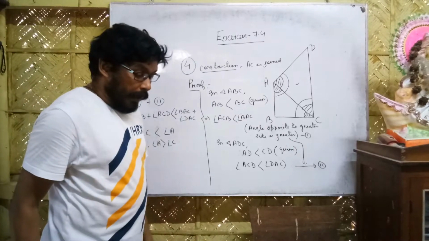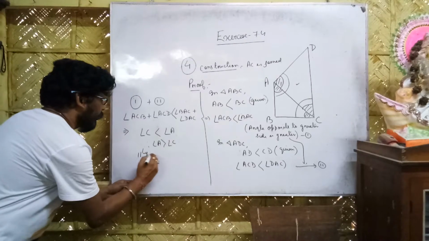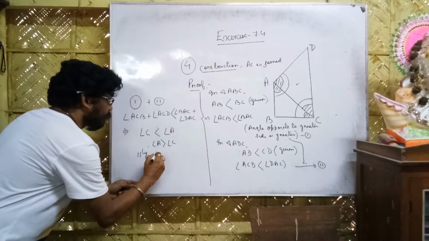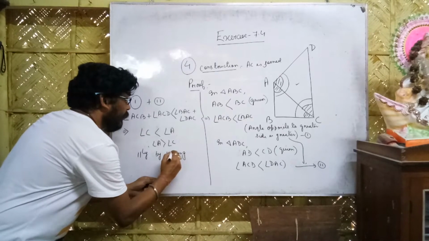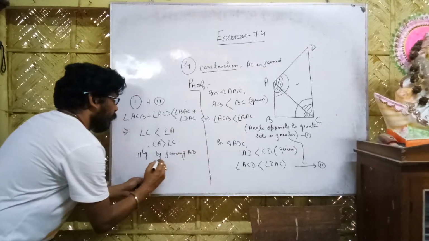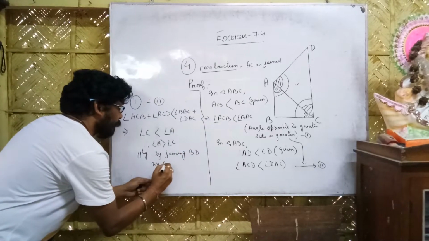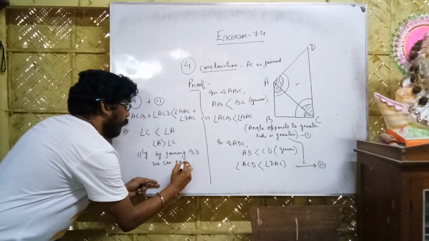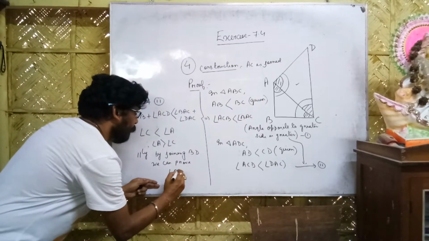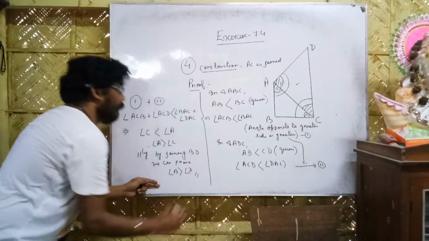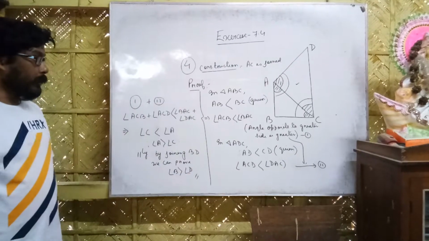The other proof is what? Angle B greater than angle D. Similarly, you can write here, similarly, by joining BD, we can prove angle B greater than angle D. Copy it.